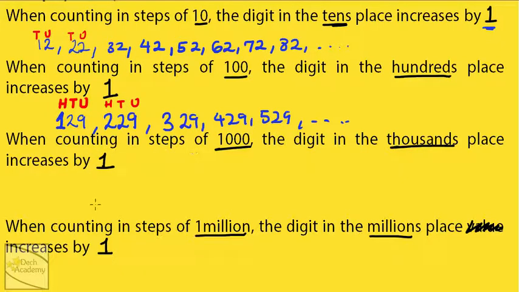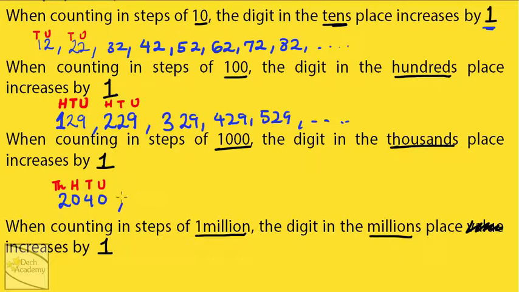Same thing if you're counting the steps of 1000. The digit in the thousands place increases by 1. So let's see. Starts with 2040. So 2 is in the thousands place, 0 is in the hundreds place, 4 is in the tens place, 0 is in the units place. To get the next number, because we're counting in multiples of 1,000, just keep increasing the digit in the thousands place by 1.